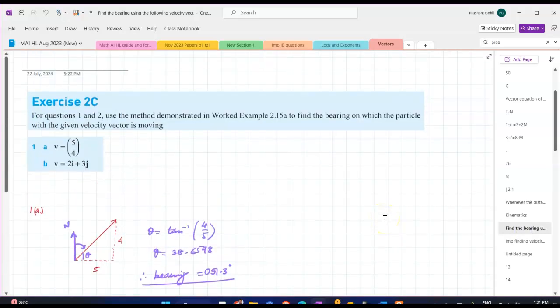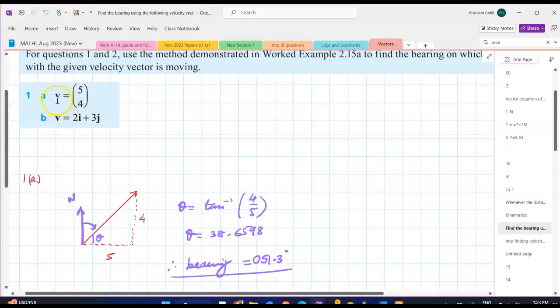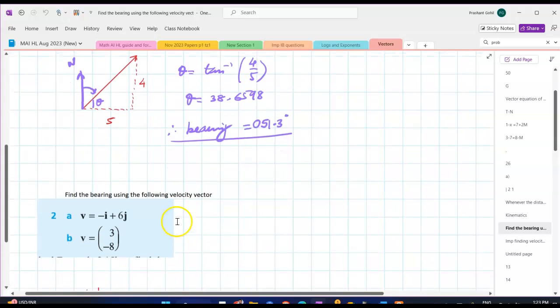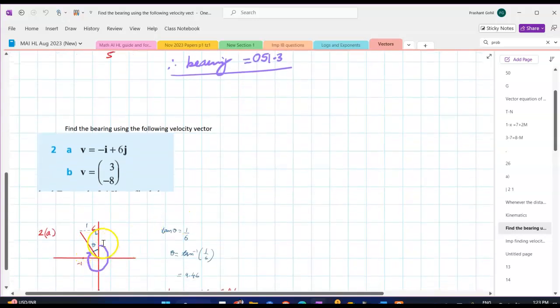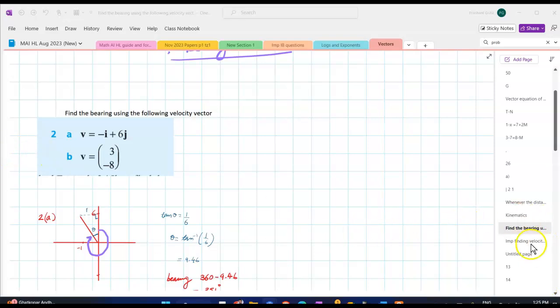To find a bearing from a vector, the bearing is always the angle with respect to the north. I'm just showing you one example. So v is equal to 5, 4. You draw your 5, 4 and try to get this angle, then you use your trig and get that. Similarly, if you have anything like this, your bearing would be this way. Bearing won't be in 3D; bearing will always be in 2D. So that's how you get the bearing.